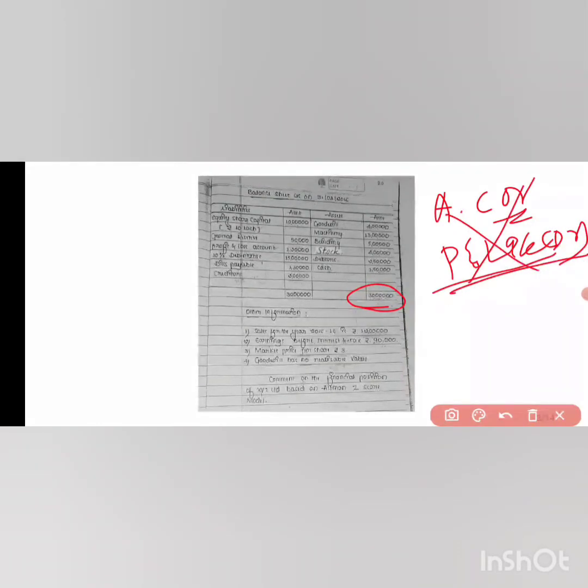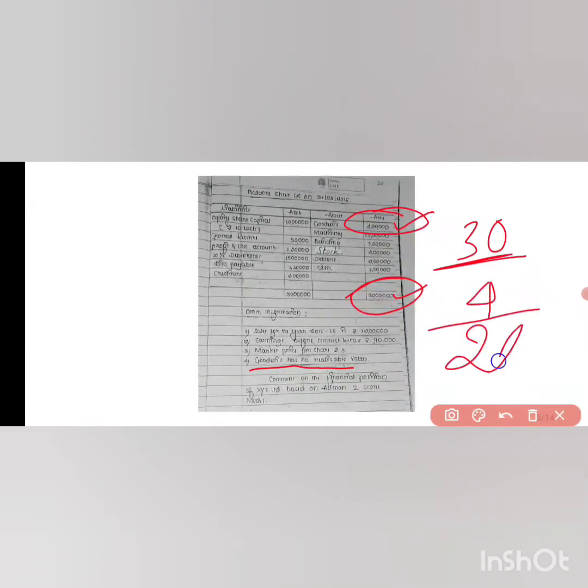Instead of this, what have they given? They have given one more piece of information. Goodwill has no realizable value, right? This information is given to us, which means that goodwill has no value. That's why we have to deduct the goodwill value from the total asset. Total asset value is 30 lakhs. From this 30 lakh, if we deduct the 4 lakh, we'll get the 26 lakh as our total asset.